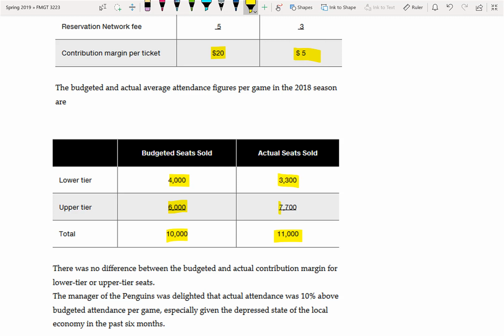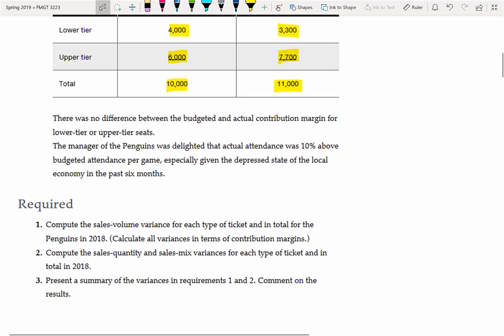But if we look proportionately, we're at 3,300 seats and 7,700 seats, and I believe that works out to 30 and 70% respectively. So here the mix isn't what we expected it to be, and we're probably going to see that this is now going to be an unfavorable variance in terms of the mix, because we're selling more of the contribution margin tickets that are lower, right? More of the $5 tickets as opposed to the ones that are $20.